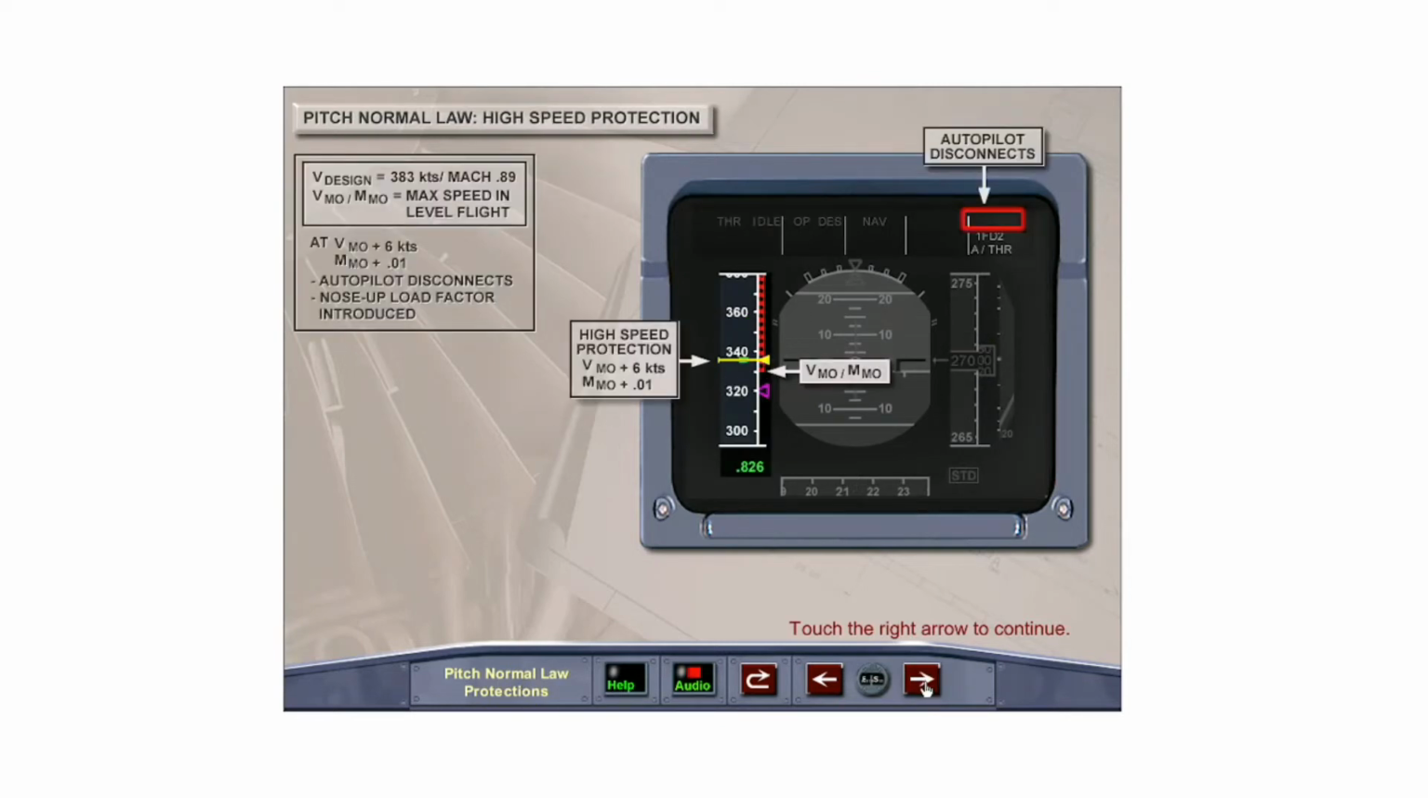The high-speed protection system will not allow the aircraft to exceed its design limit speed of 383 knots, Mach 0.89. At VMO, max operating speed in level flight plus 6 knots, or MMO plus 0.01, the autopilot disconnects, and a nose-up load factor demand is introduced to allow the aircraft to return to the normal speed envelope. VMO, MMO is indicated on the PFD speed scale by a red and black strip, and the high-speed protection symbol is indicated by a pair of green horizontal bars.